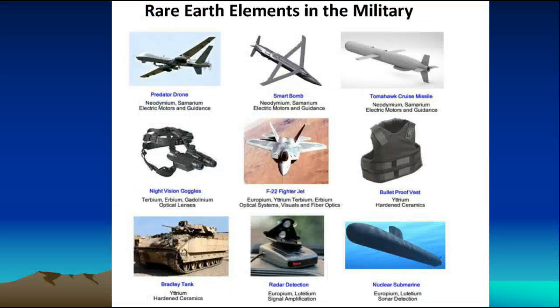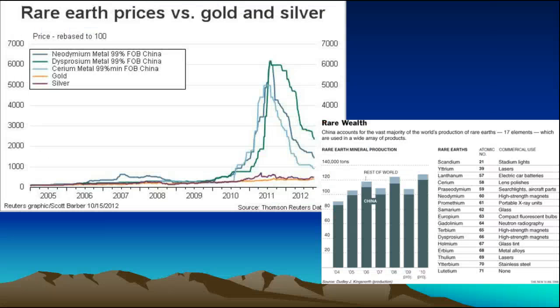This is just one more example of all the different ways they're used in the military. So very, very important group of minerals, even though we don't have that much of them. And we've seen, as our technology has improved, the prices of these minerals has started to skyrocket. And as I said, China produces 90% of them. You can see this little top of the bar graph there is just what the rest of the world produces. And they have many, many different uses.